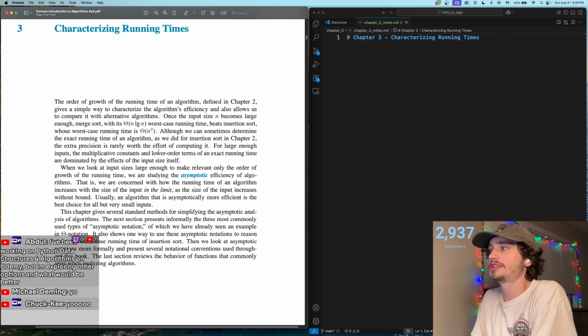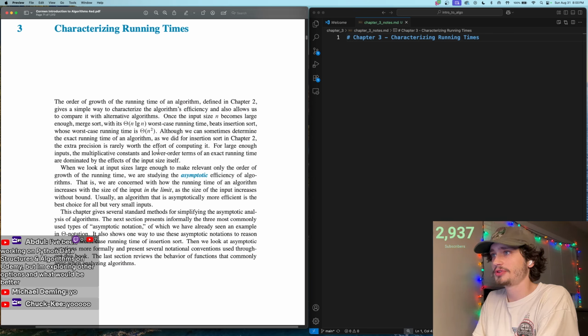Chapter 3, Characterizing Running Times. An order of growth of the running time of an algorithm, defined in chapter 2, gives a simple way to characterize the algorithm's efficiency and also allows us to compare it with alternative algorithms. Once the input size n becomes large enough, merge sort, with its n log n worst-case running time, beats insertion sort, whose worst case is theta n squared.